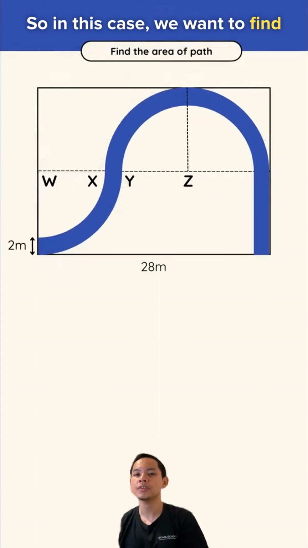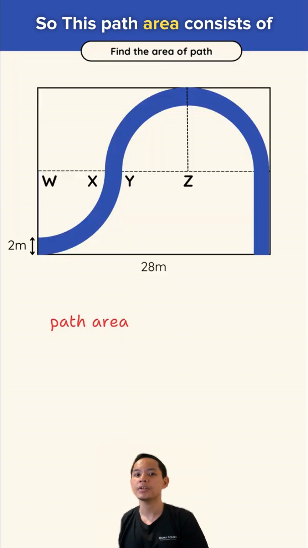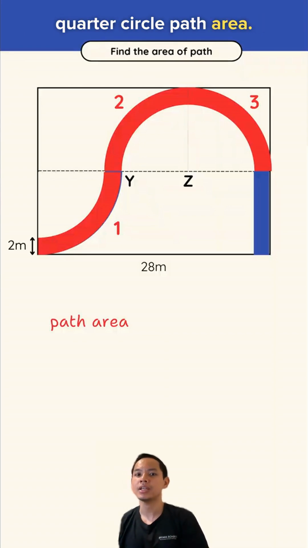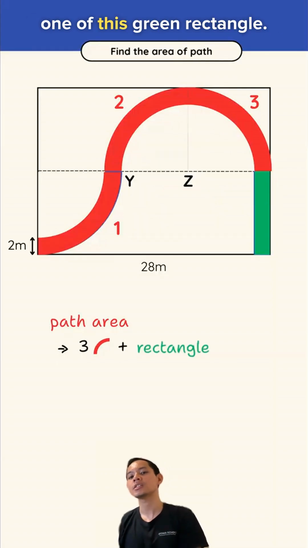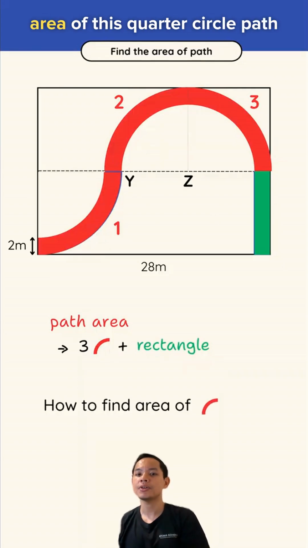So in this case, we want to find the area of the path, which is highlighted in blue. This path area consists of 1, 2, and 3. I will call it the quarter circle path area. So 3 of these, and then plus 1 of this green rectangle. So how do we find the area of this quarter circle path area?